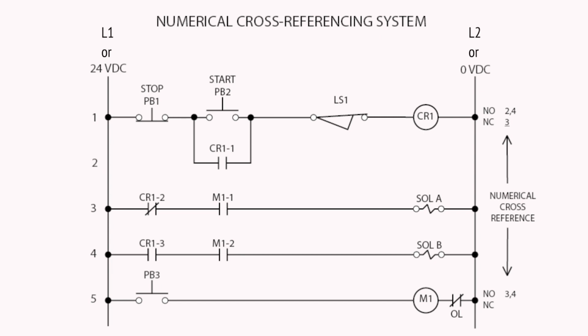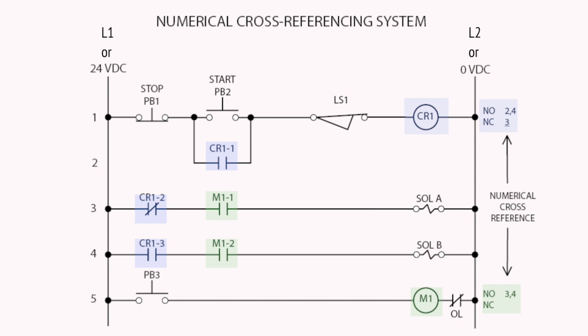Numerical cross-referencing is used in conjunction with rung numbering to help us locate auxiliary contacts controlled by a coil. There are times when auxiliary contacts are not in the same ladder diagram as the coil that controls their operation. In order to locate these contacts, rung numbers are listed to the right of L2, 0 VDC, on the rung of the coil controlling their operation.